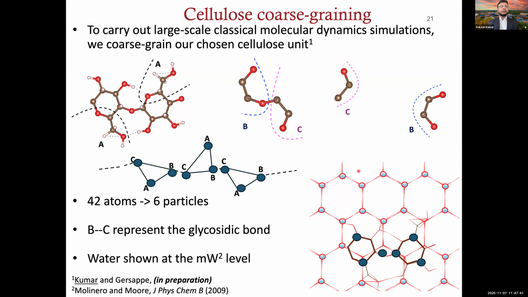For this one, we also have water here. You'll notice that the water has lost the hydrogen atoms, and it is actually modeled at the mW level, which is a very useful potential when people are trying to model water. It was developed by Molinero's group at the University of Utah, and it's still very widely popular for modeling water behavior. So we use that for water.